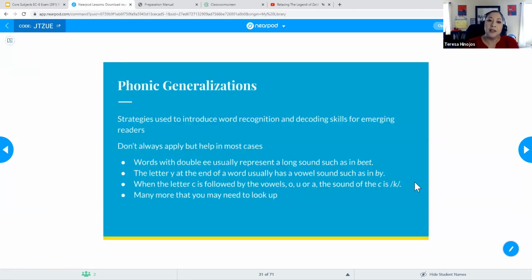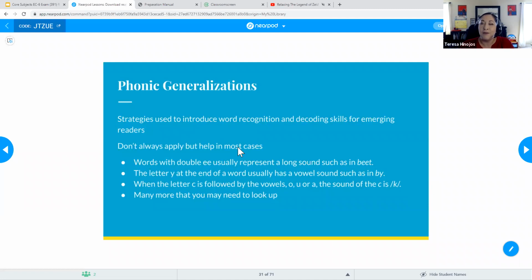So some phonic generalizations are strategies that are used to introduce word recognition as well as decoding skills. And they don't always apply, but they're going to help in most cases so that when students are starting to read, these rules can be followed. And for the most part, it's going to help them understand how to read the words.